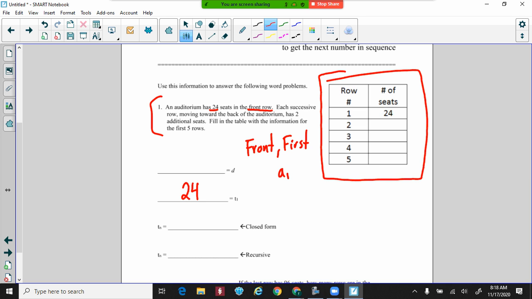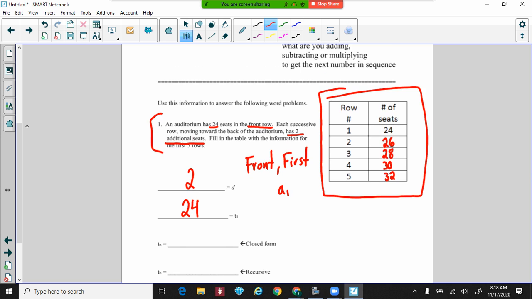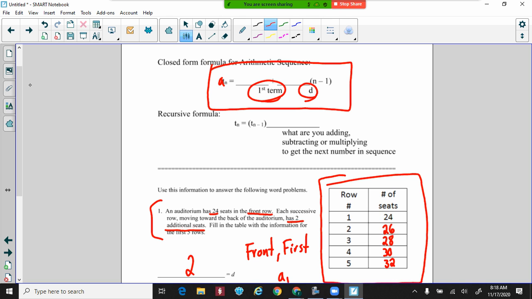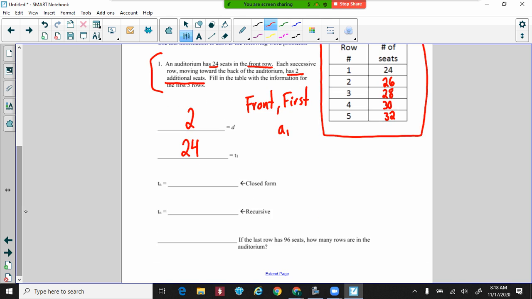And if you keep reading, it says each row moving back towards the auditorium has two additional seats. So if the first row has 24, the next row will have 26, next row will have 28, next row will have 30, next row will have 32. So what's happening is you're adding 2 every single time. So since I'm adding 2 every single time, my common difference is going to be 2. Now, going back to our default formula, all you need to know is your first term and your common difference. That's all you need to know. And this question already gave us the first term and the difference.